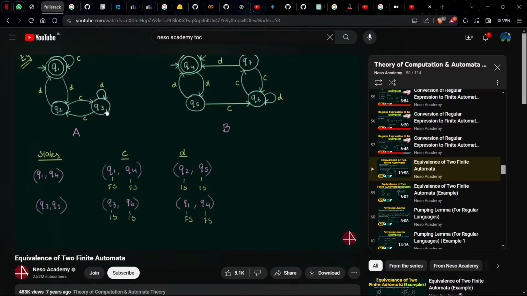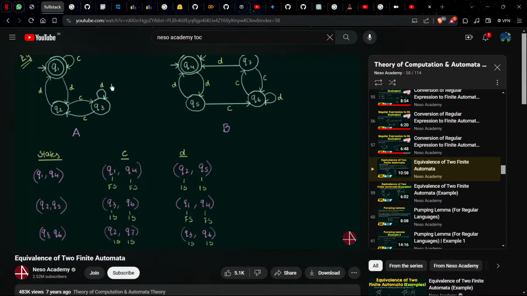Now we have to check the next pair of states, which is Q3 and Q6. If we check Q3, Q6, we see that Q3 on input C goes to Q2, and Q6 on input C goes to Q7. Let's see whether they are intermediate states or final states. Q2 is an intermediate state, I guess, and Q7 is also an intermediate state. Alright, now let's do the same thing for input D. Q3 on input D goes to Q3 itself, and Q6 on input D goes to Q6 itself. You can check in the diagram, and we see that both Q3 and Q6 are intermediate states. So far all the pairs that we got are either both intermediate states or both final states. So it is equivalent.